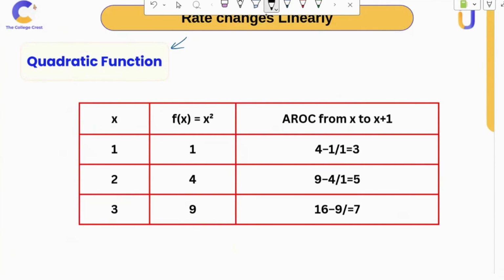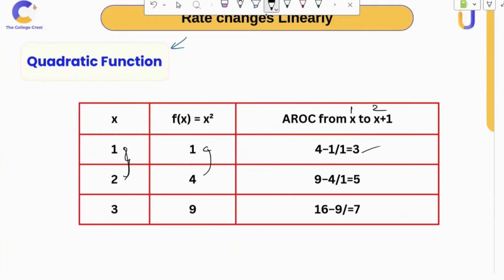So let's find AROC for 1 to 2. So x is 1 and x1 is 2, we are doing this for 1 and 2. So how will you do this? f of 2 minus f of 1, this difference, and you divide it, it's 3.